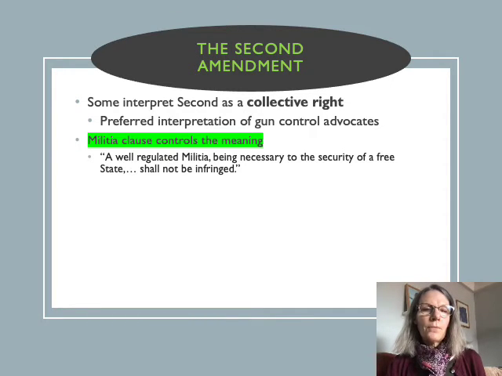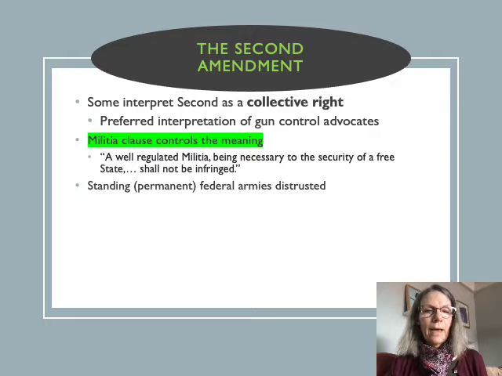And so they look at that militia clause, a well-regulated militia being necessary to the security of a free state shall not be infringed. That's how they interpret the Second Amendment. And the reasoning for why this is a collective right, a right of states, is that they were thinking about, at the time of the addition of the Bill of Rights, what were people concerned about? What were states concerned about?